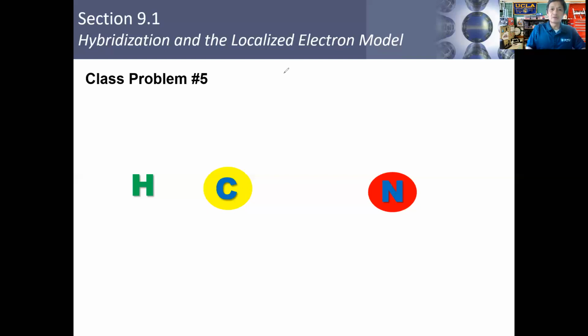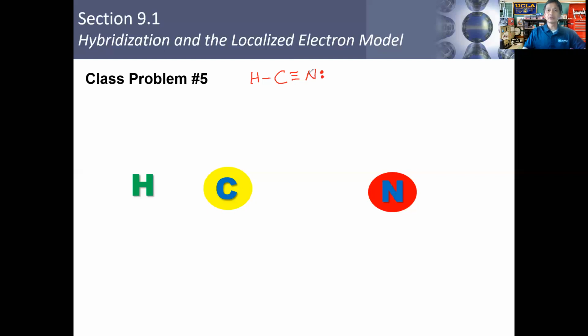To start out, you have to draw the Lewis dot structure for the molecule first. For the Lewis dot structure of hydrogen cyanide, if you don't remember this, make sure you go back and practice it in chapter 8. There is a single bond between carbon and hydrogen, which means 2 electrons are being shared between those 2 atoms. You have a triple bond between carbon and nitrogen, which means 6 electrons are being shared between carbon and nitrogen. And you have a lone pair out here as well.